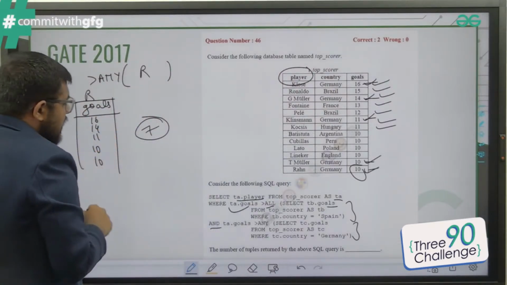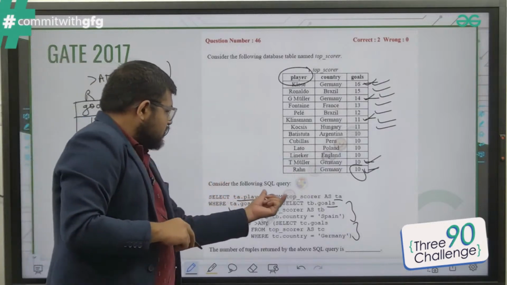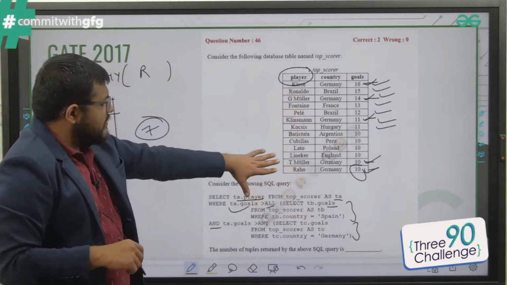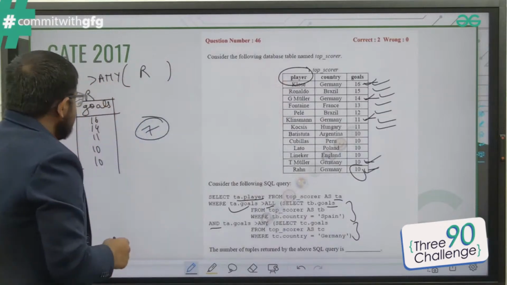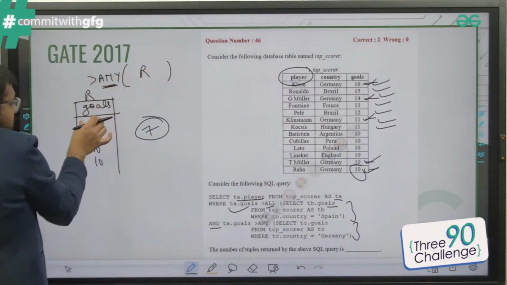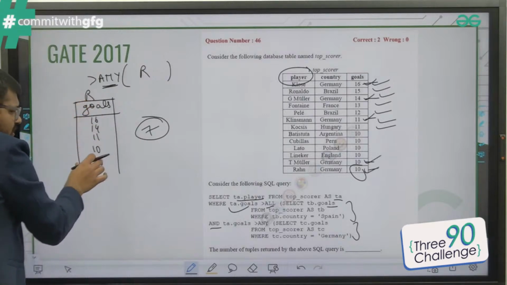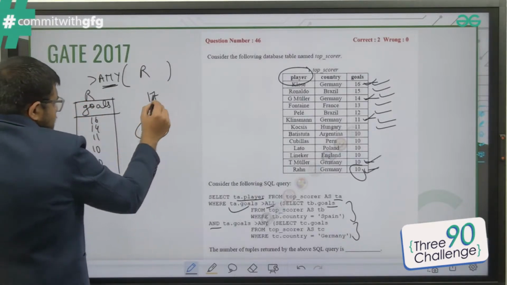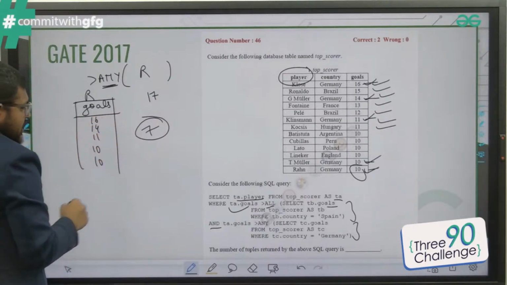Okay. Now the outer query, they have renamed this table as TA, and they will select the name of players whose score is greater than any means if the score is greater than even one player from here, they will consider it. So let's say someone's score is 17, it is greater than 16, okay, well and good.